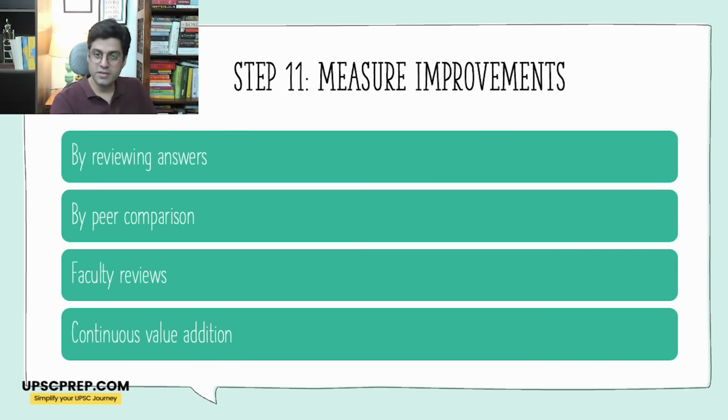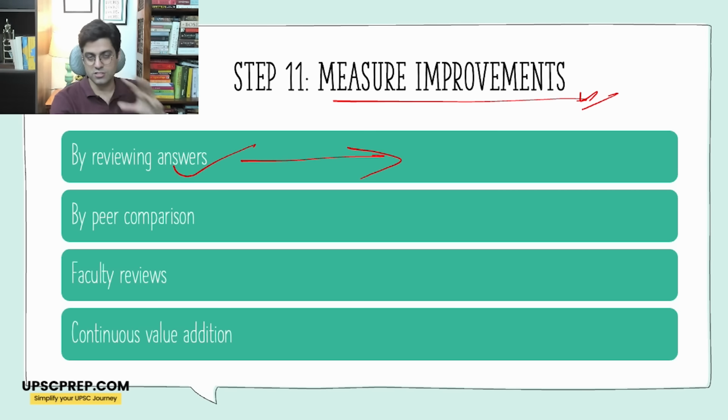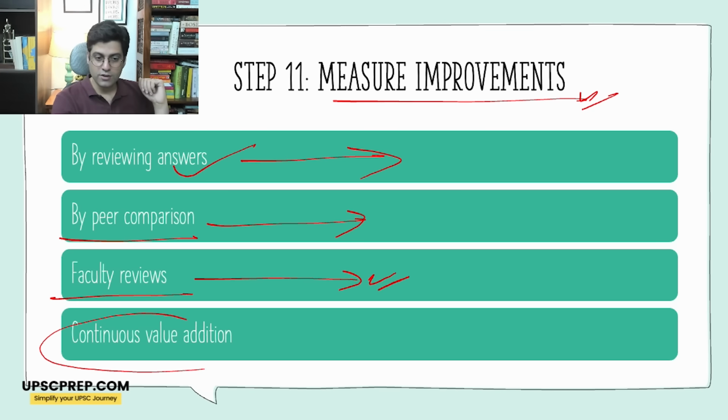Step 11 is measure improvements. Depending on the review you get, firstly, self-review: in any early process when you started writing, review your own answers with some kind of model answers. Ask peers to review, or you can look at peer answers and then review your own again. Faculty reviews are very important, and continuous validation in this process, depending on the reviews, will help you significantly increase your score in GS4.